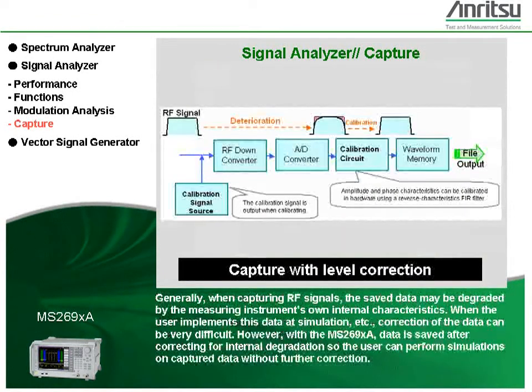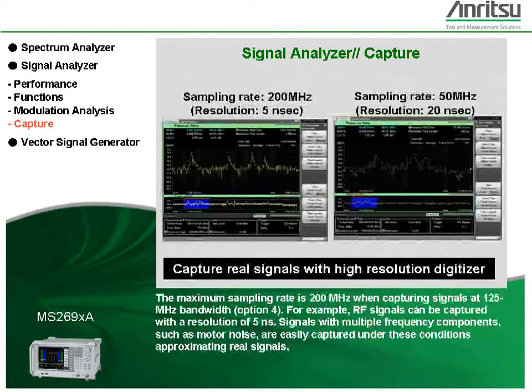Generally, when capturing RF signals, the saved data may be degraded by the measuring instrument's own internal characteristics. When the user implements this data at simulation, correction of the data can be very difficult. However, with the MS2690xA, data is saved after correcting for internal degradation, so the user can perform simulations on captured data without further correction. The maximum sampling rate is 200 MHz when capturing signals at 125 MHz bandwidth.